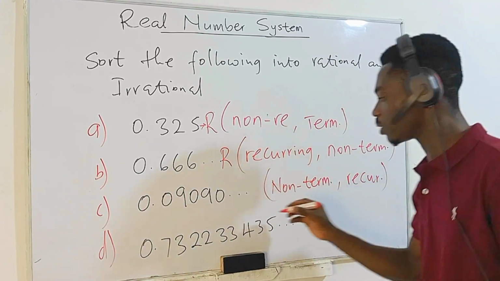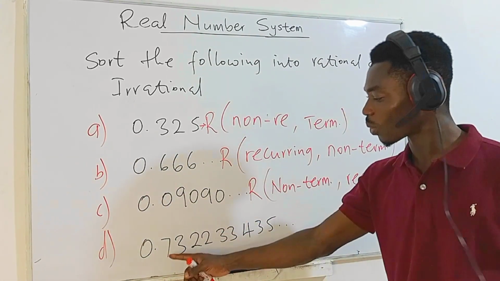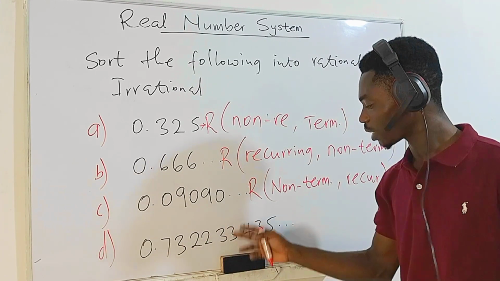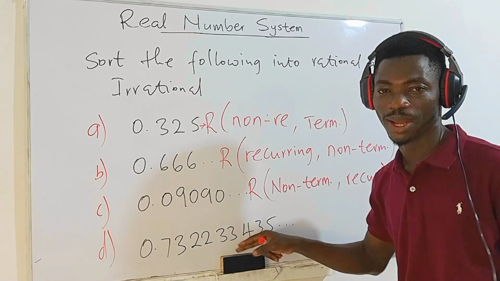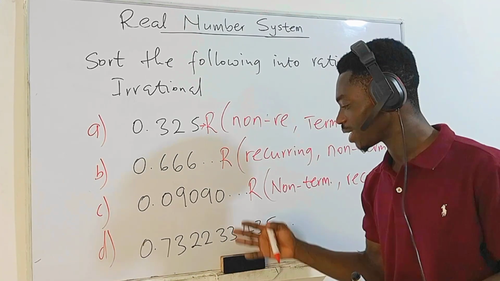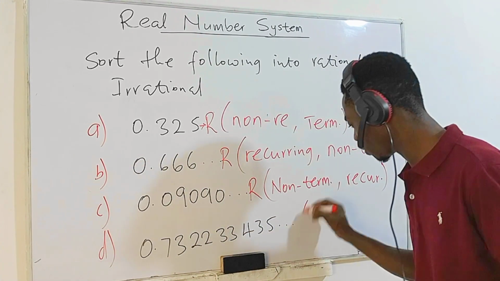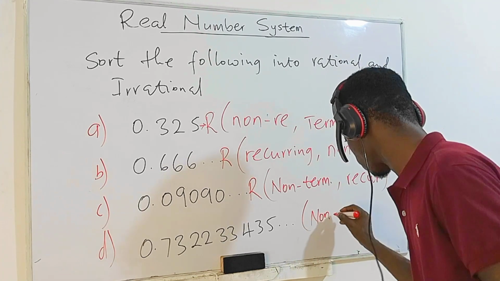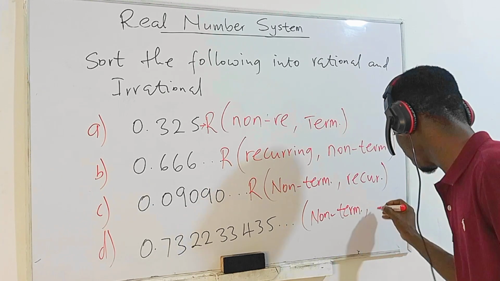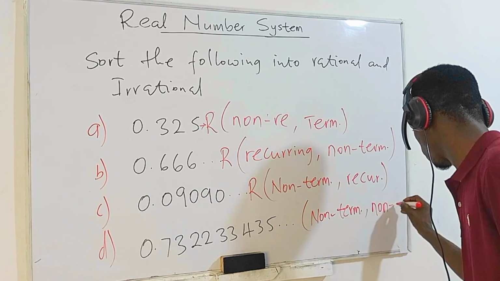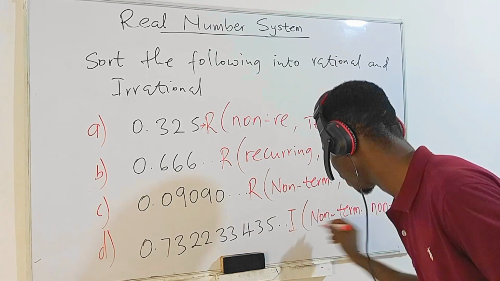Therefore, it is going to be rational. Now let's consider the last example. We have 0.7322333435. Even though this side appears to be recurring, ultimately it is not recurring. Therefore, we see it doesn't end, it is not recurring. So we will say it is non-terminating, it doesn't end. And again, it is non-recurring. Therefore, it is irrational.